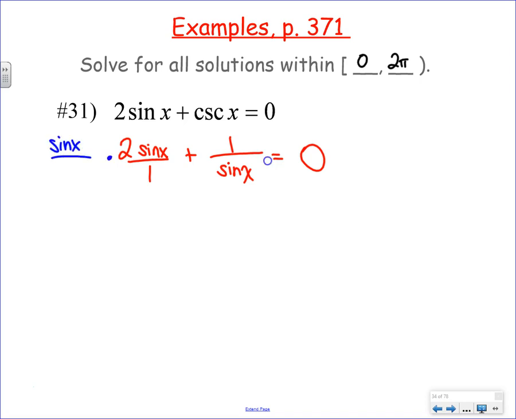Because when I multiply top and bottom, that's just multiplying by 1. 1 doesn't mess anybody up when I'm multiplying. Anything times 1 is himself, just in this case, it'll look a little different. He's been transformed.